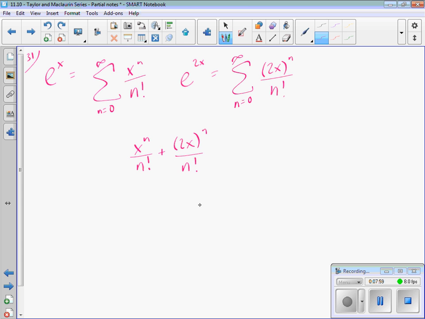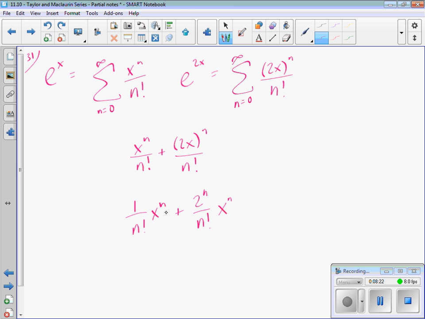And in order to add fractions, you have to have a common denominator, and they have to be like terms. Do you see how they're both x to the n's? Okay, so this here, you'll have to split up that numerator. Okay, so you're going to split this up. So this will be like 2 to the n times x to the n over n factorial. Does that make sense to you guys?